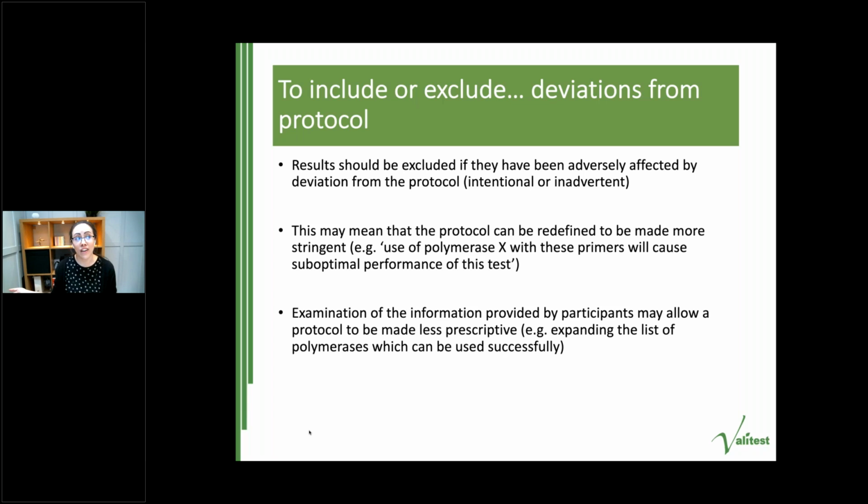Even if we have results back from the participants and they've made some deviations and none of them have adversely affected the results, that's still useful information too, because we can redefine the protocol by saying all these polymerases worked. So not just the 3 that we'd already tested, but a huge long list of polymerases which worked. So looking at what deviations the participants have made from the protocol and whether they adversely affected the results or not generates useful information, which can be commented on in the test performance report.